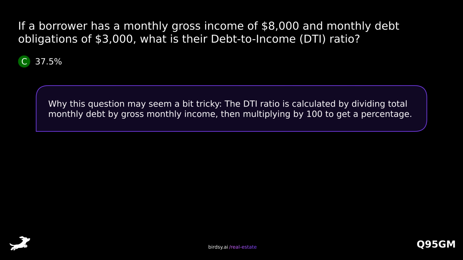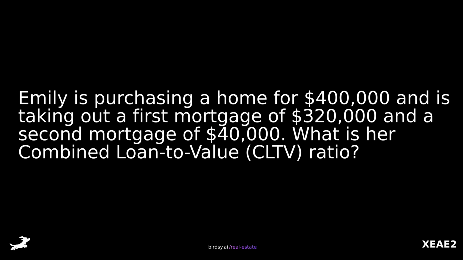Why this question may seem a bit tricky. The DTI ratio is calculated by dividing total monthly debt by gross monthly income, then multiplying by 100 to get a percentage. Emily is purchasing a home for $400,000 and is taking out a first mortgage of $320,000 and a second mortgage of $40,000. What is her combined loan-to-value (CLTV) ratio?